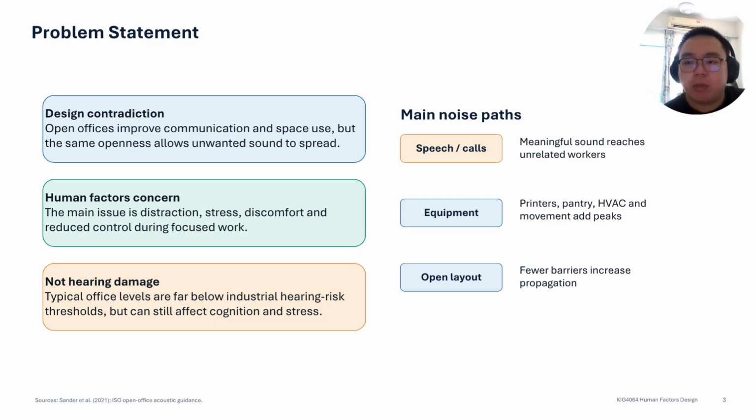Open offices improve communication, flexible seating, and floor space utilization. However, the lack of walls and physical separations also allows speech, phone calls, equipment noise, and movement to spread across the office. The main human factor concern is not hearing damage. Typical office noise is much lower than industrial hearing risk limits. Instead, workers may experience distractions, higher stress, reduced comfort, and lower control over their environment. Speech is particularly problematic because it carries information. Printers, pantry activities, HVAC systems, and circulation also contribute to the overall auditory environment.